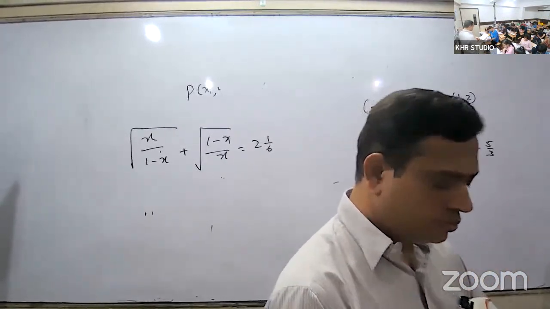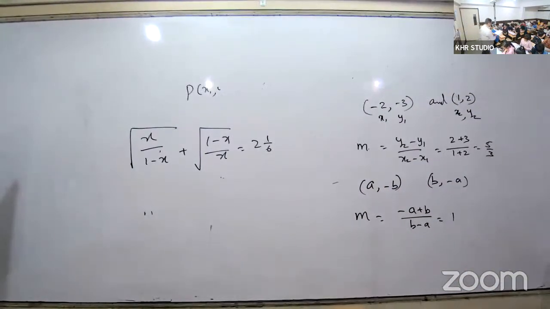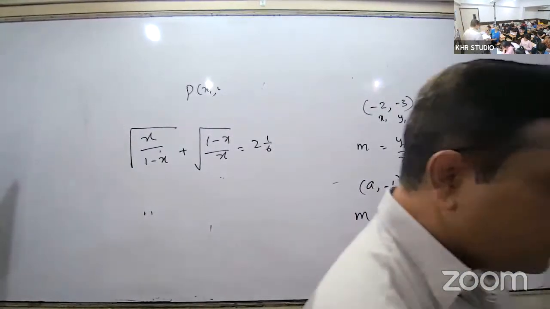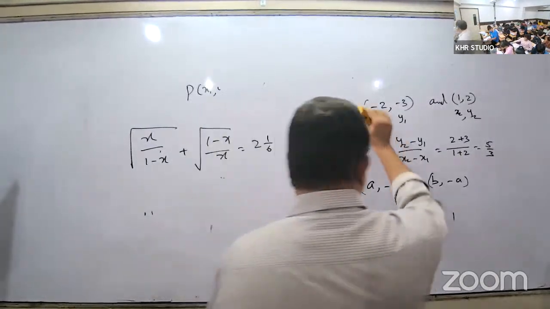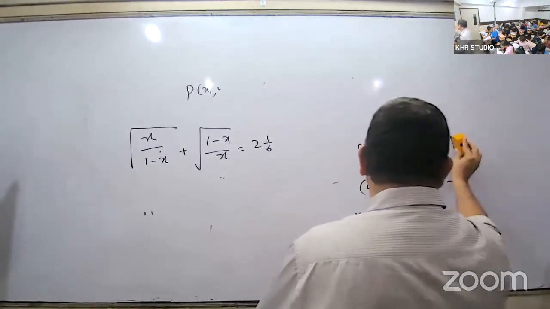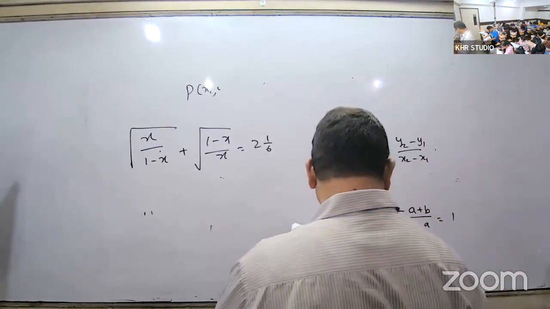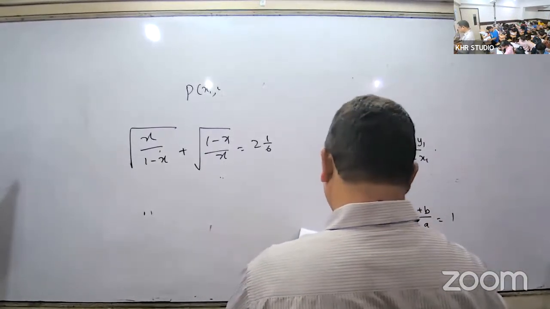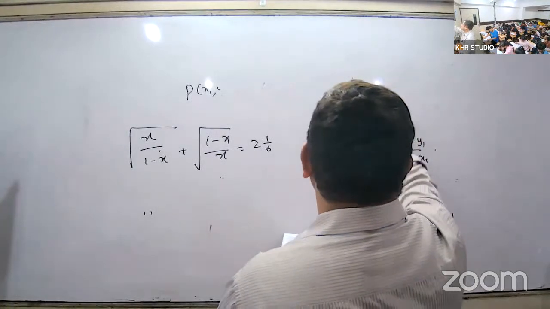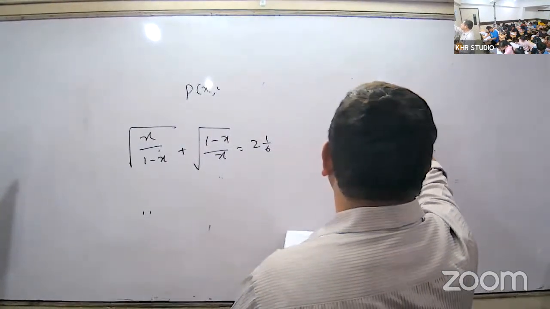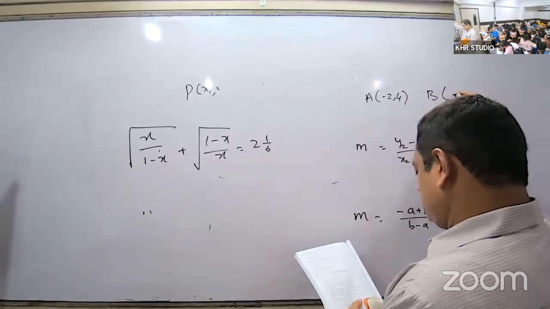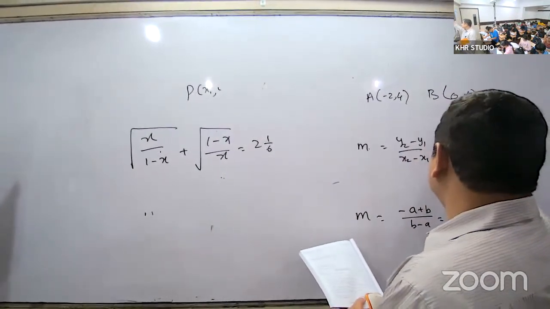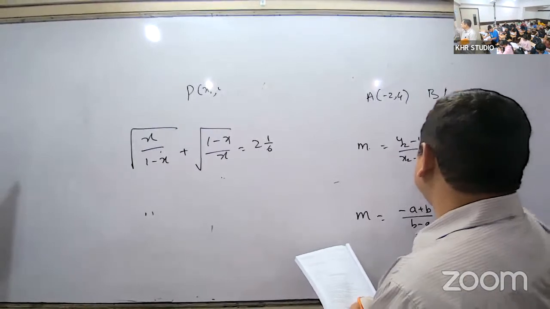Now, fourth one. Find the slope of the line parallel to AB. So firstly, what is A? A is (-2, 4). And B is (0, 6). Find out the slope of AB.